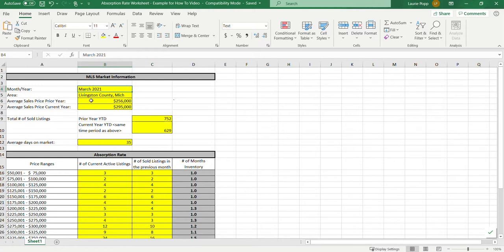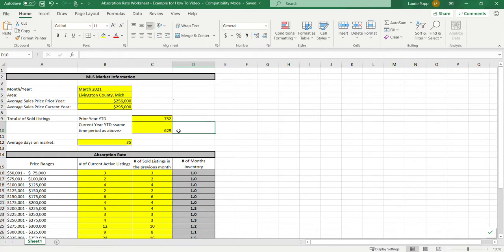We're going to be looking at Livingston County, Michigan, and based on my research in the MLS, I was able to find that the average sales price last year was $256,000. This year, we've already jumped to $295,000, and it doesn't look like we're going to be settling there at all. I'm expecting the average sales price will continue to rise, especially in a multi-offer situation. Now, last year, we had 752 listings sell, but compared to the same time period this year, only 629.